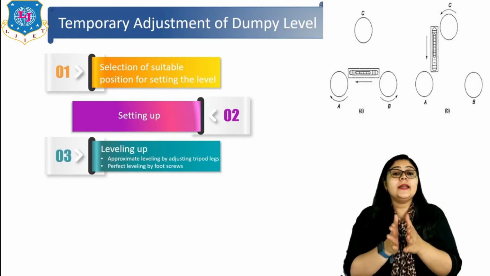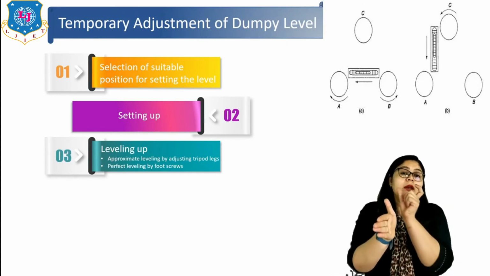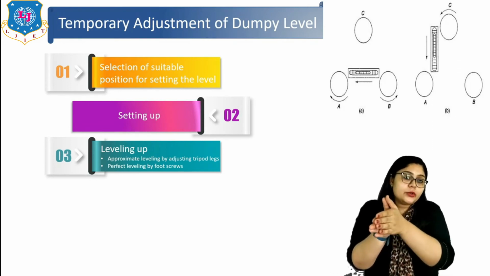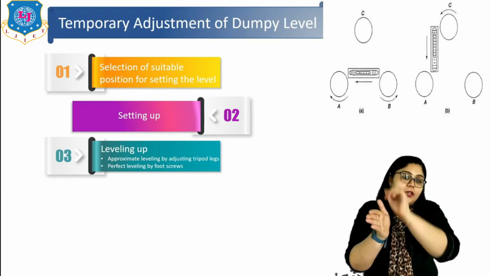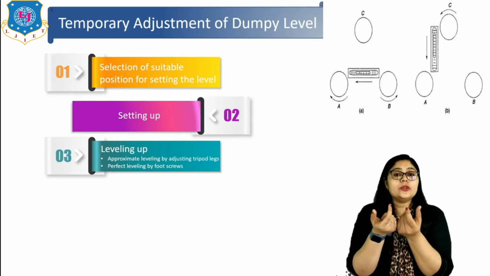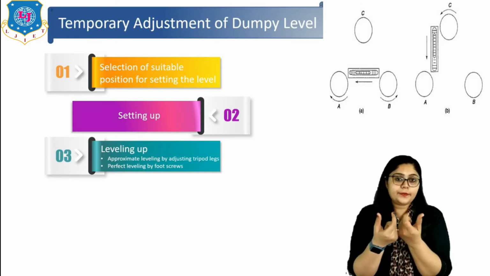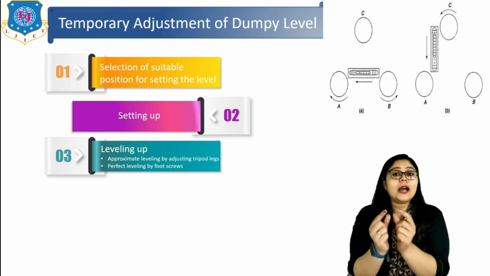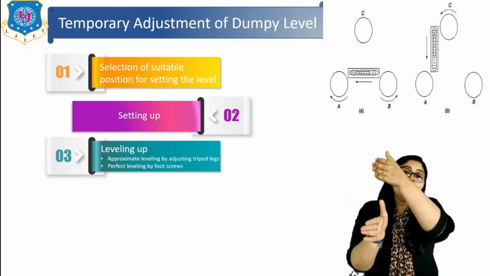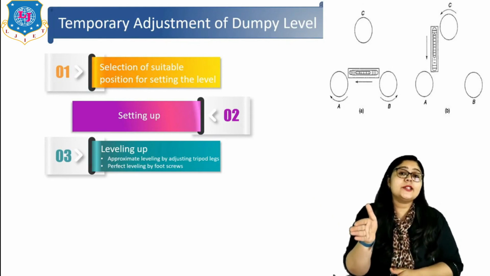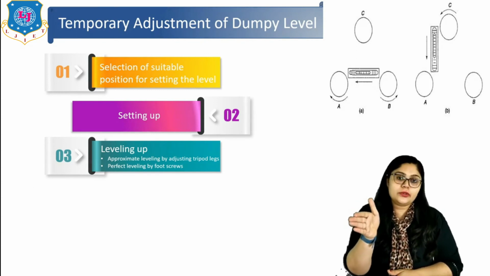So the first task is we have to adjust our telescope parallel to any 2 foot screws. It means these are my 2 foot screws, then my telescope is in such a way, right? Then at that time I have to move my screws either inward or outward, both these screws, in such a way that the bubble tube of that telescope indicates my bubble is in center. It means we are trying to level our telescope with respect to 2 foot screws, right?